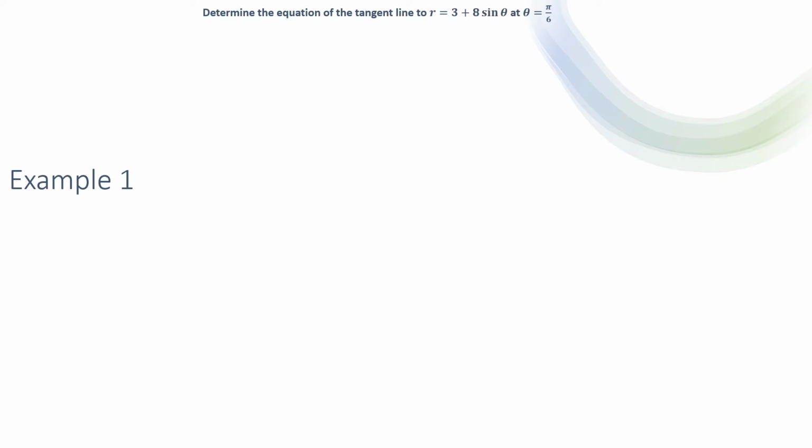All right, so example 1, it says determine the equation of the tangent line to r equals 3 plus 8 sin θ at θ equals π over 6. Now to find this, we first have to find the derivative. So we have to find dr/dθ. So remember that dr/dθ equals 8 cos θ, and that's from taking the derivative of r that was given in the original.